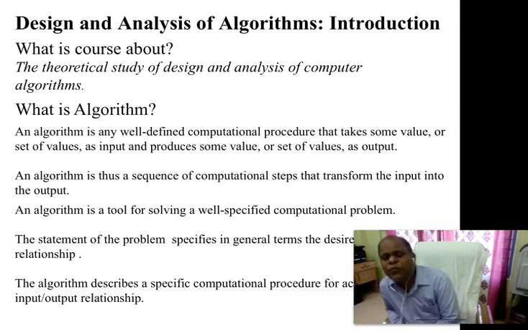And algorithm is a sequence of steps to solve a particular problem. Now, in the problem statement, there will be certain specification of what the problem is, what the input is, and what output the problem wants. But the problem never says how to get that output from taking the input. And the algorithm is the solution of the problem.